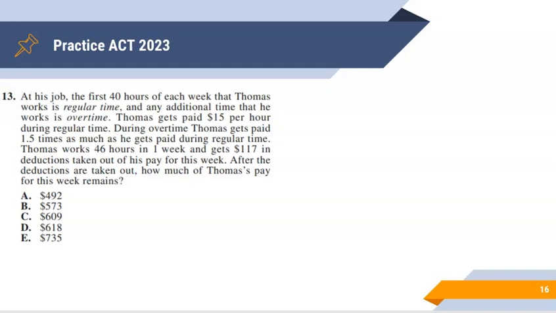Okay. Question number 13. It seems like this question is on every ACT every year. They want to know, after the deductions, how much is Thomas's pay for the week? What does he get after the deductions? Well, if we read along here, it says for 40 hours he works, he gets regular time, and then there's something called overtime. Well, he's paid $15 an hour, and for overtime it's 1.5. And it says Thomas works 46 hours and pays 117 in deduction.